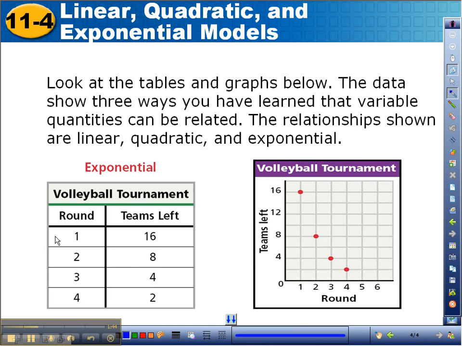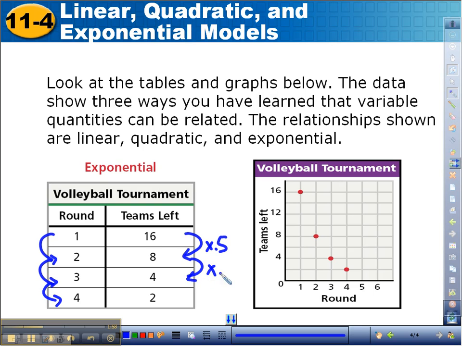If from a table you see that you have a constant change in your x's and that you have a constant ratio happening with your y's, then it's exponential. You're multiplying by the same number each time. That's your constant ratio. Therefore, you know it's exponential.